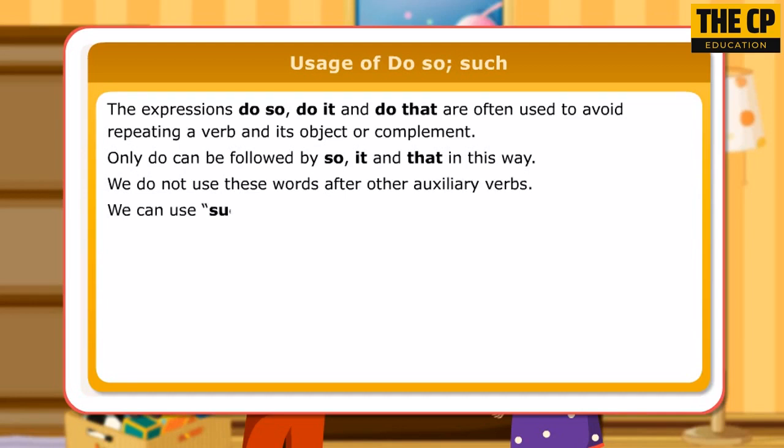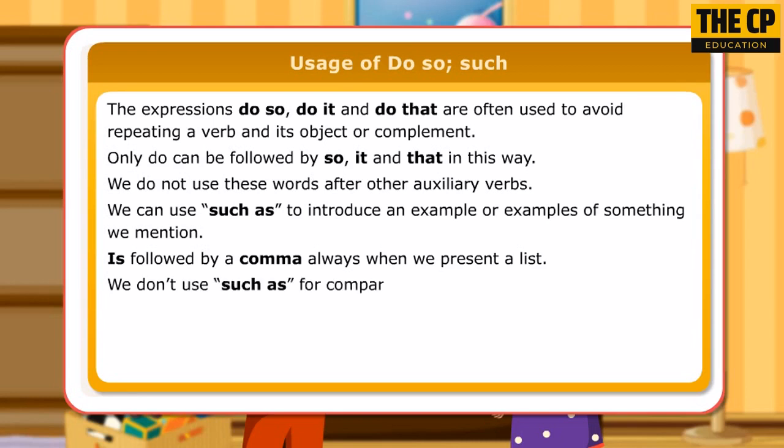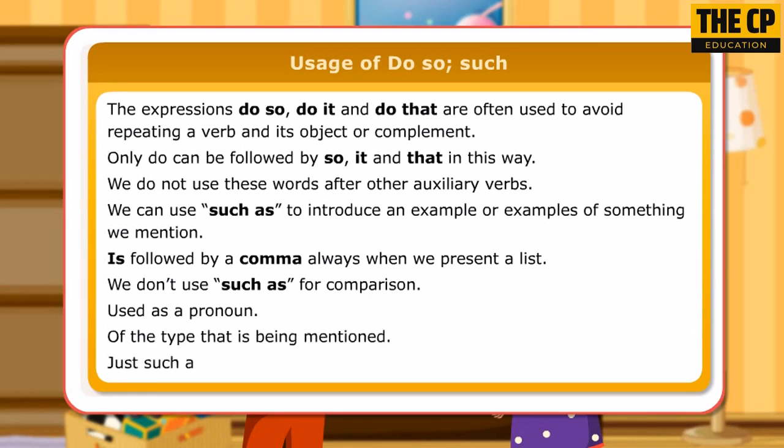We can use "such as" to introduce an example or examples of something we mention. It is always followed by a comma when we present a list. We don't use "such as" for comparison. "Such" is used as a pronoun of the type that is being mentioned. "Just such a" means exactly this type of thing. Let us look at a few examples.